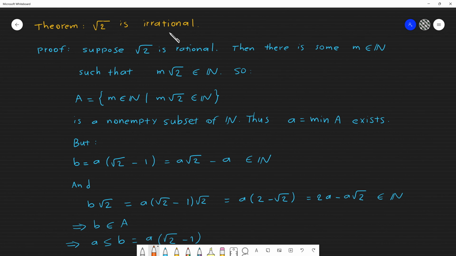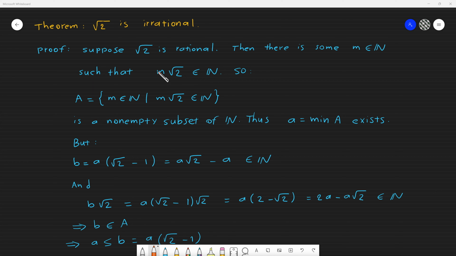Square root of 2 is irrational. I mean, it is an irrational number. We prove this by contradiction too. Suppose square root of 2 is rational, that is, it is not irrational. We are going to reach a contradiction. So suppose square root of 2 is rational, then there is some natural number m, some positive integer m, such that m times square root of 2 is also a positive integer, a natural number.